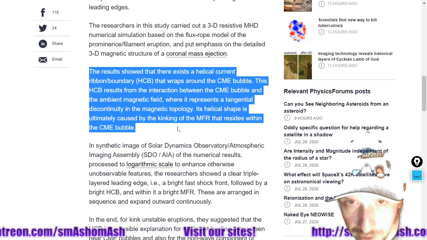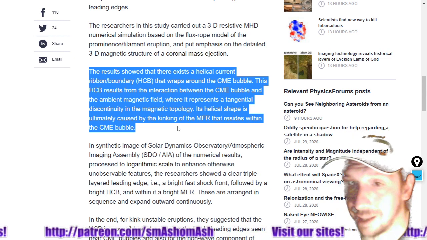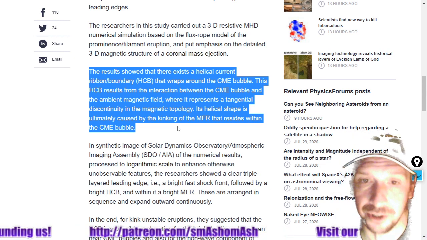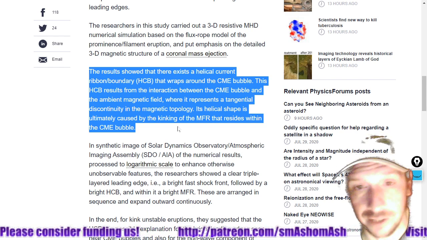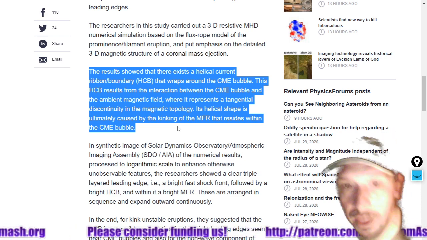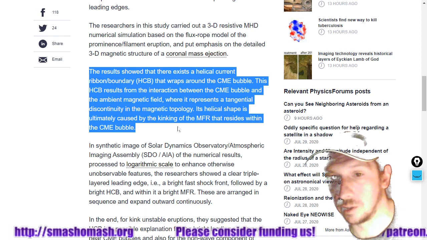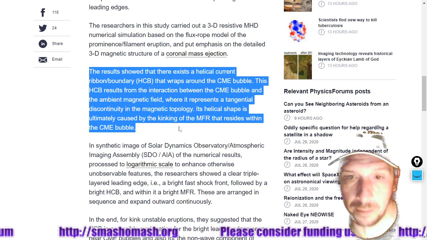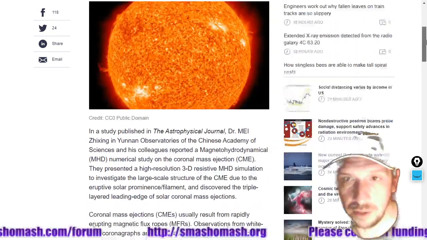The helical current boundary results from interaction between the bubble and the ambient magnetic field, where it represents a tangential discontinuity in the magnetic topology. Its helical shape is ultimately caused by the kinking of the magnetic flux rope that resides within the coronal mass ejection bubble.